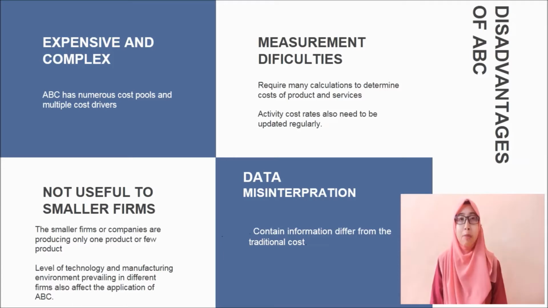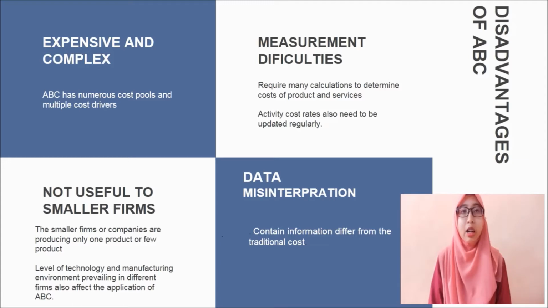Secondly, measurement difficulties. The main cause of the limitation of any ABC system is the measurement necessary to implement it. ABC systems require management to estimate the cost of activity pools and to identify and measure cost drivers to serve as cost allocation bases. Even a basic ABC system requires many calculations to determine the cost of products and services. These measurements are costly. Activity cost rates also need to be updated regularly.